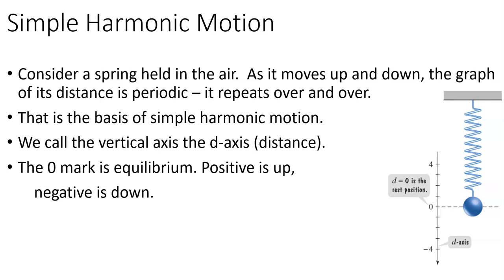All right, another topic that shows up in here is simple harmonic motion. And the picture over there has a little spring, so you can picture taking that ball, pulling it down, and then letting go. And what does the spring do? It goes up and down and up and down. So we call the vertical distance the d-axis for distance. The zero mark is equilibrium. In other words, if you let that little weight hang off the bottom of the spring, didn't pull it, didn't push it, whatever it was when it just was hanging there freely, that's called equilibrium.